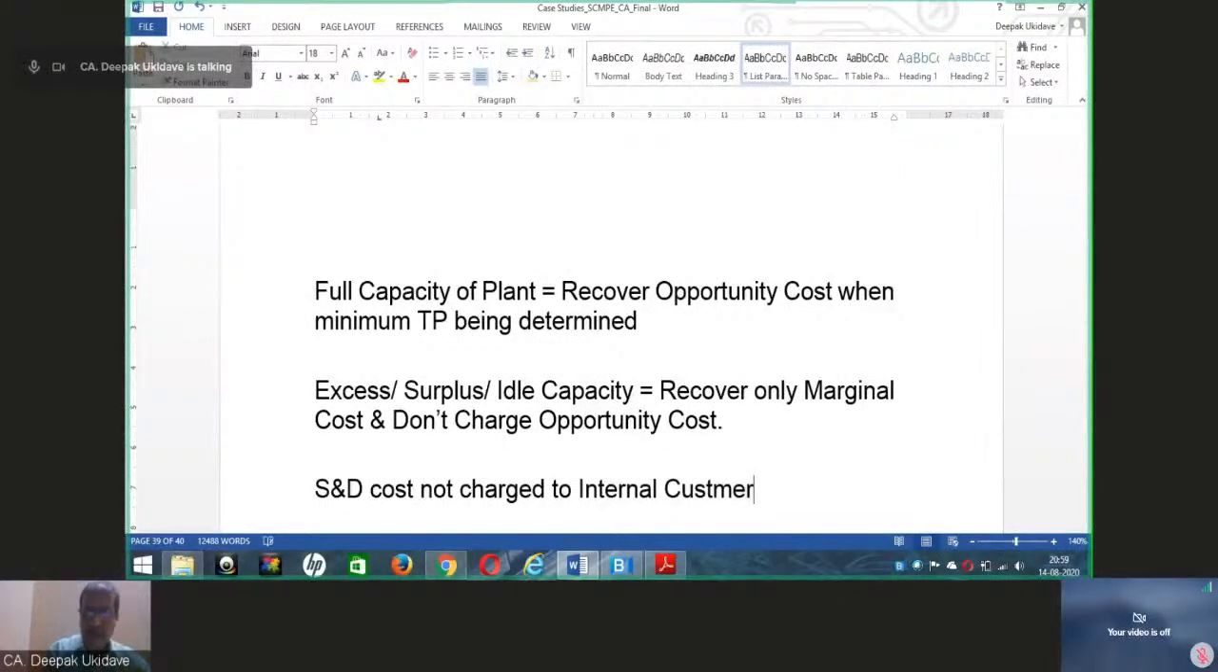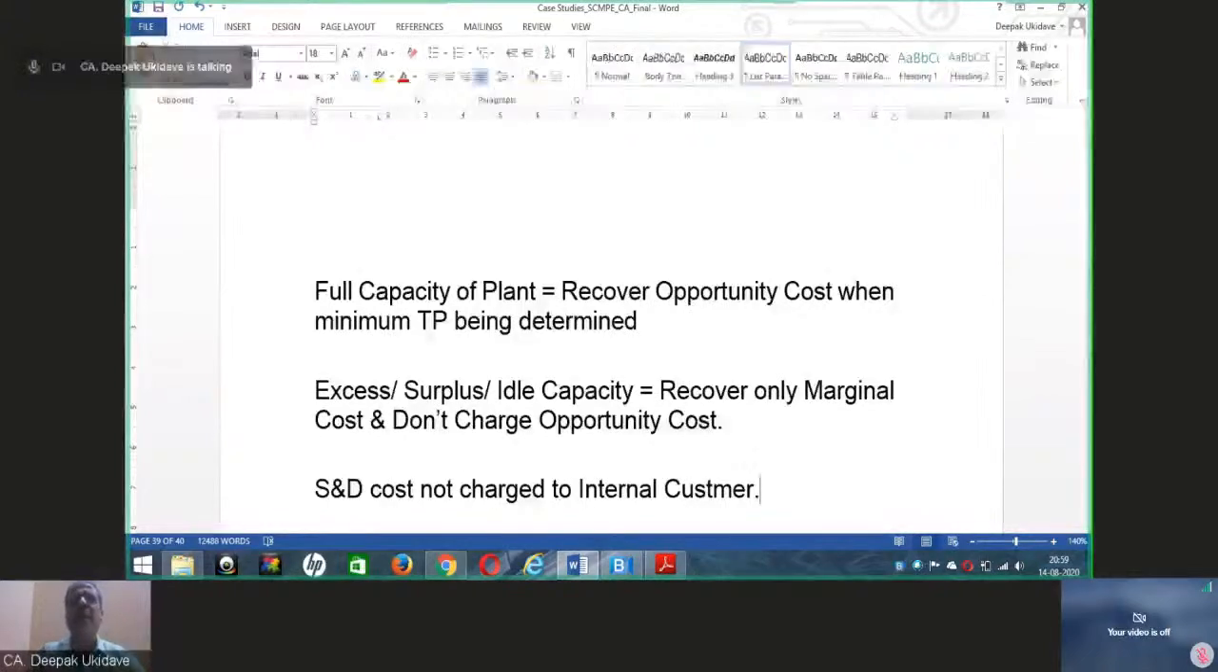the supplying division is not promoting any brand by selling to the internal customer. There is no question of incurring any selling and distribution expenses or marketing expenses when you are supplying to the internal customer. So there is no question of recovering any selling and distribution cost from the internal customer. This is another point you have to keep in mind.